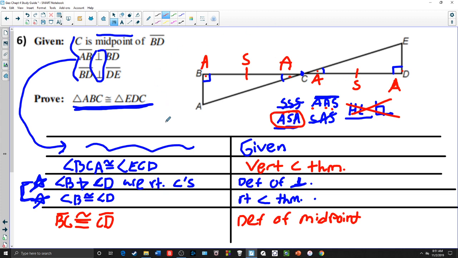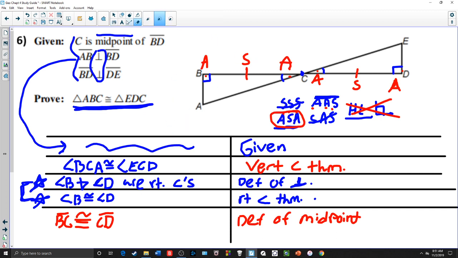Angle, angle, side would require something like this. If I have a triangle here, angle, angle, side would be you have this angle matching, and then this side over here. This would be angle, angle, side because the side's not between the two angles, but in this case it is.